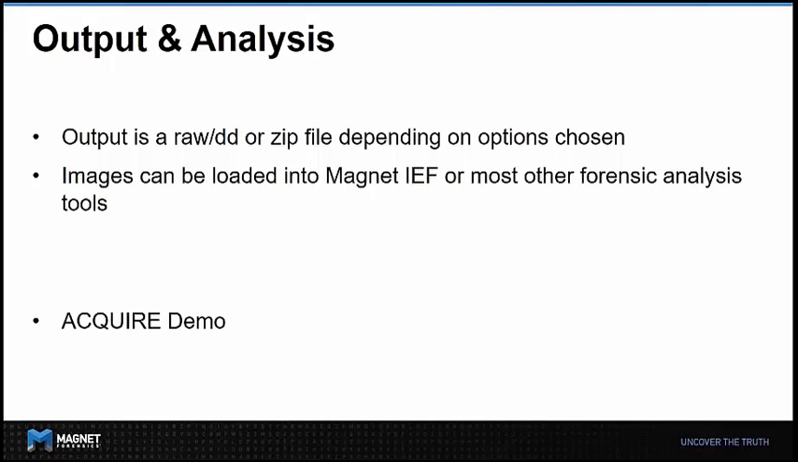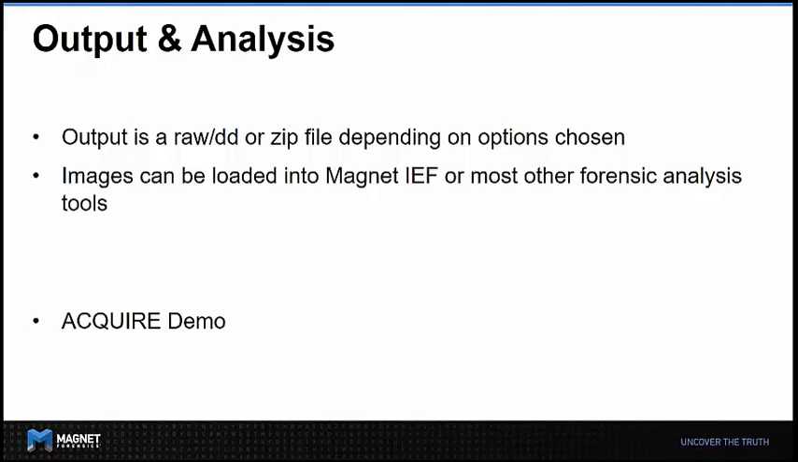So the output, I mentioned this real quick first. The output, depending on which option you choose for Magnet Acquire, is either a raw DD type image or a zip file, depending on the options chosen. So the full physical would be a raw DD image of the device. So if it's a 400 gig hard drive, you're going to get a 400 gig raw DD image. Now I'll show you in a second, we can segment those out, but it will be a bit-for-bit copy of that.